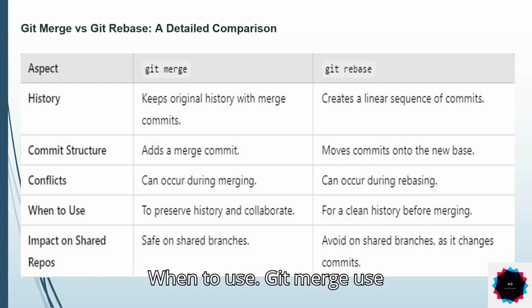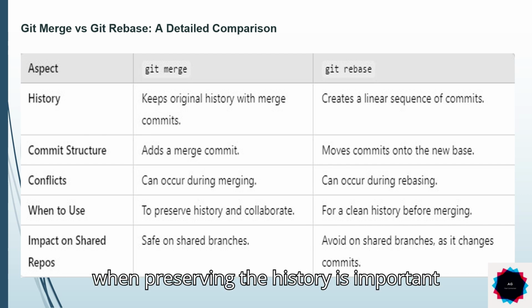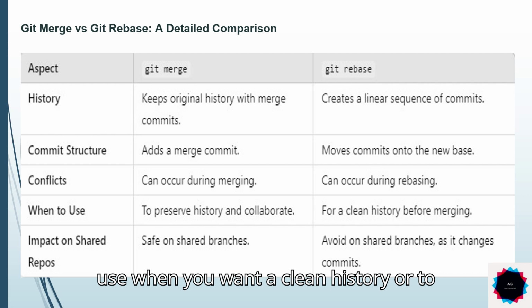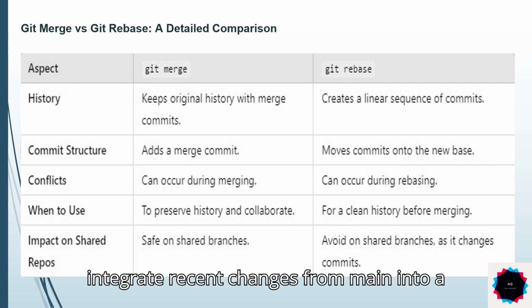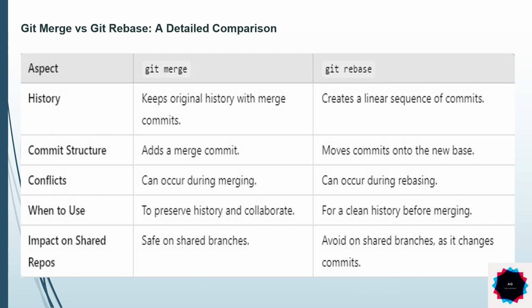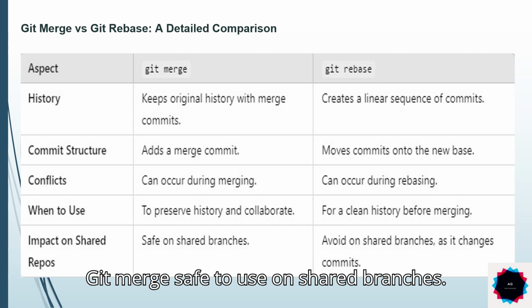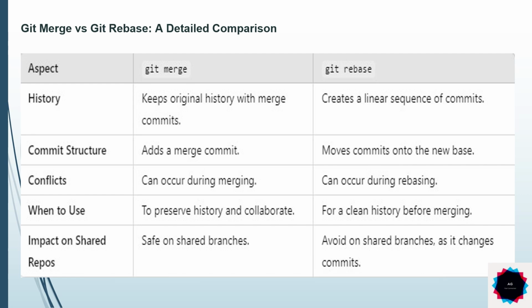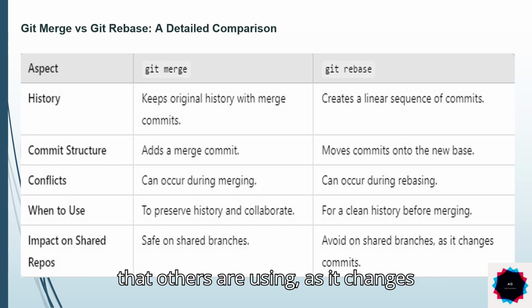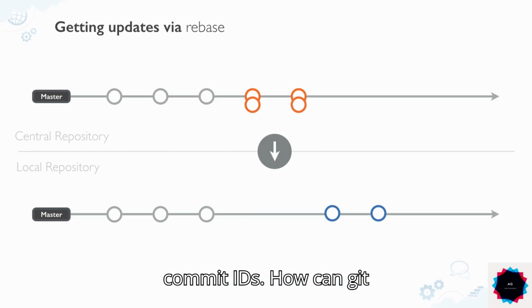When to use? Git merge: use when preserving the history is important or when merging branches like main into feature branches. Git rebase: use when you want a clean history or to integrate recent changes from main into a feature branch before merging. Impact on shared repositories. Git merge is safe to use on shared branches. With git rebase, you should avoid rebasing branches that others are using, as it changes commit IDs.